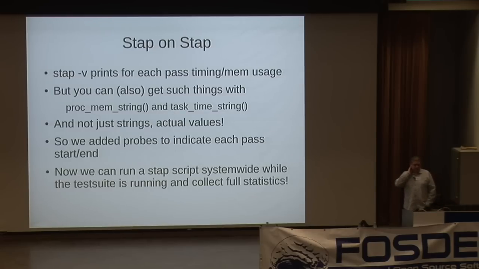One interesting thing was when we implemented SystemTap itself. Of course we have minus V, and it parses the script and compiles the script, so it has a couple of passes. And I was actually adding the verbose output. I actually want to know how much memory this is using. Oh, I print out the memory and the timings. And then suddenly it was, oh wait, but I have a better tool for this.